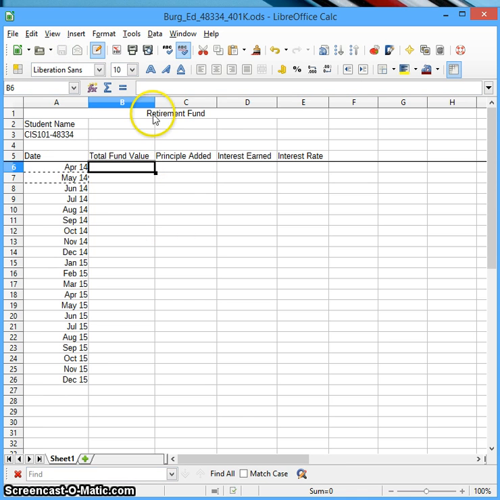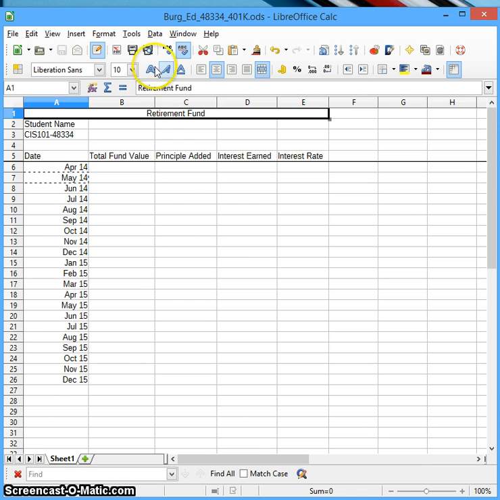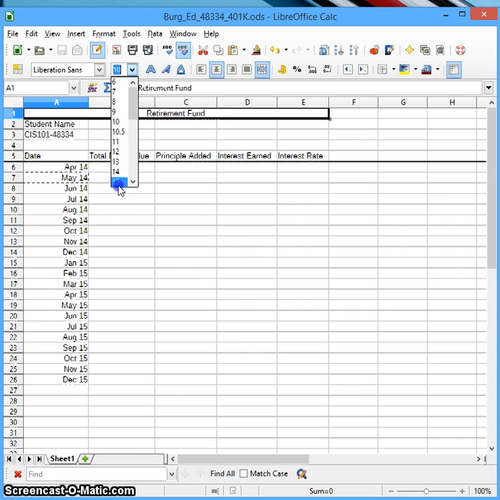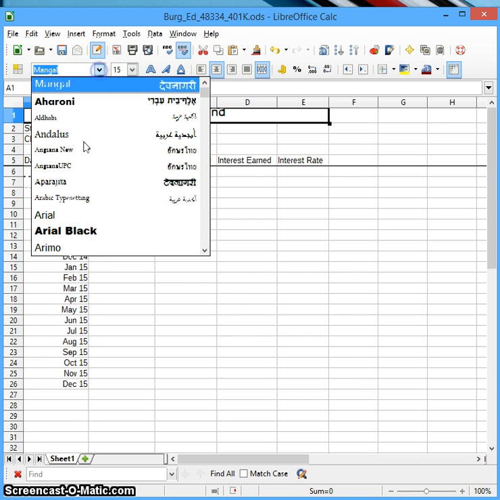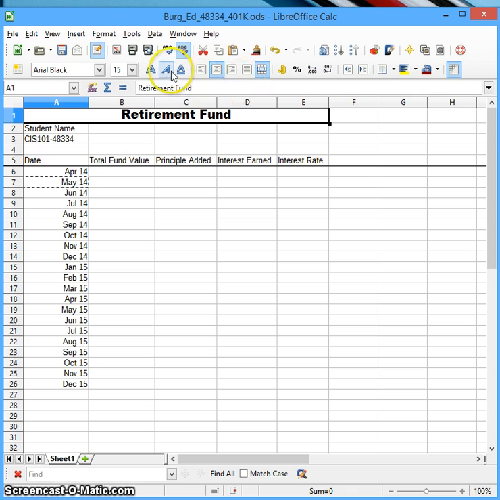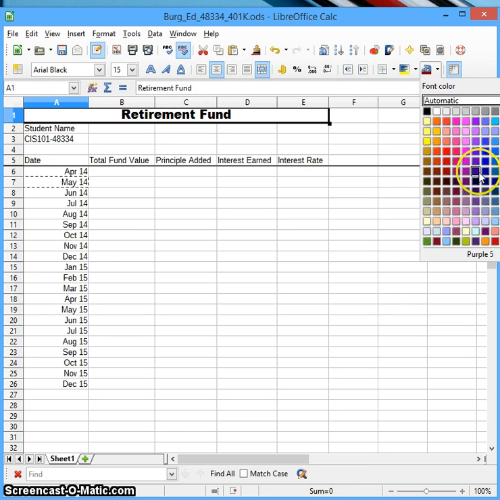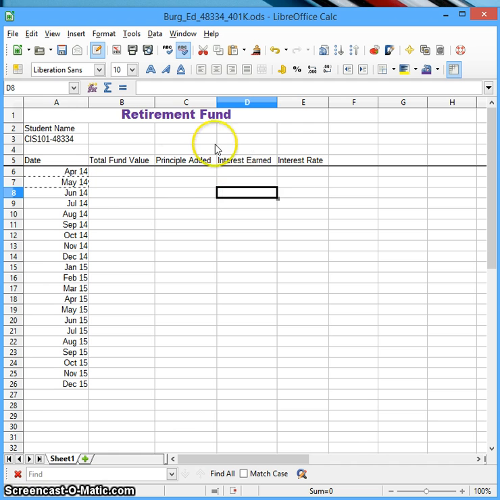Next thing we have to do, retirement fund. We were supposed to have made this bigger, chosen a different font that stands out, and chosen a different font color, like VVC Burgundy, which I don't even know if they have, but that's close enough.